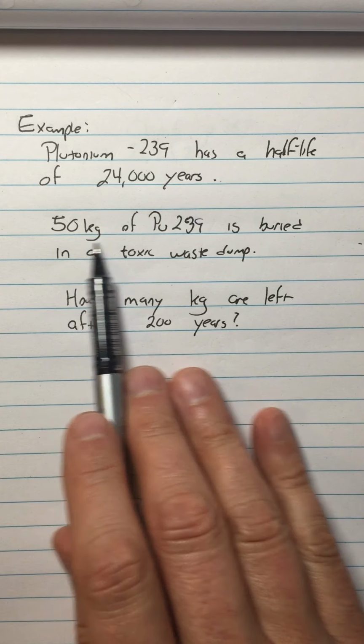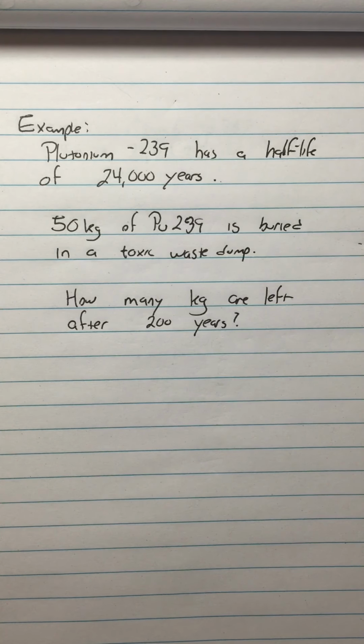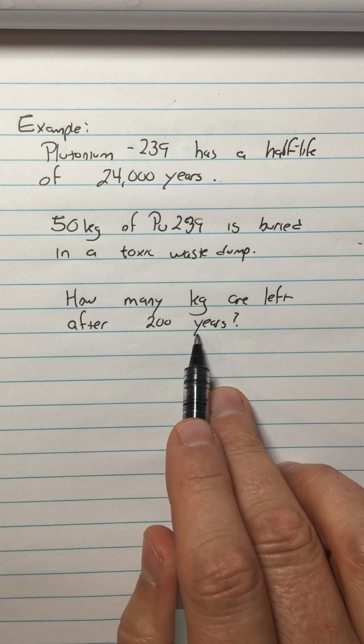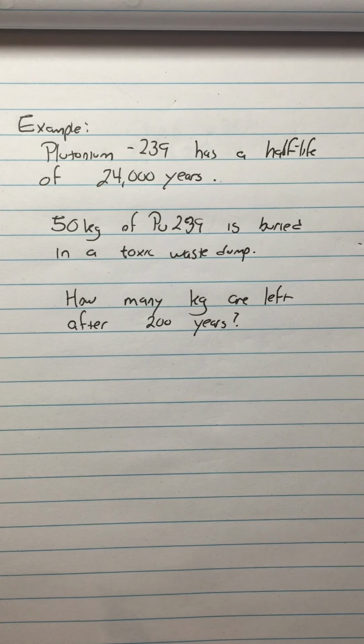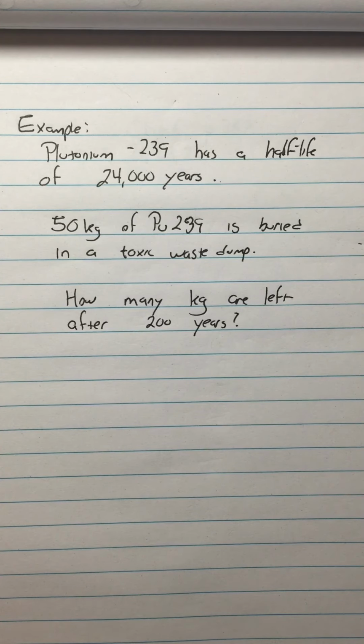So if I'm taking 50 grams of plutonium-239 and I bury it in a toxic waste dump, then probably I'm decommissioning nuclear weapons. So I'm making the world safe from nuclear weapons, but I'm creating a toxic waste dump. So am I doing good or bad? I don't know, it kind of comes out in the wash. Anyway, the question is how many kilograms are left after 200 years? That's longer than any of us are going to ever live. But how much of the plutonium is still going to be there? You want to take a guess?